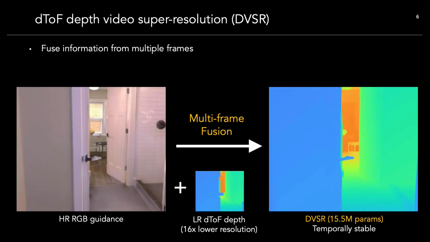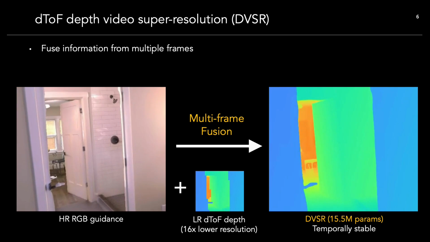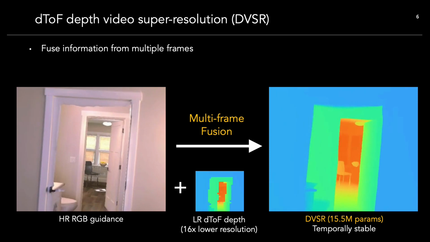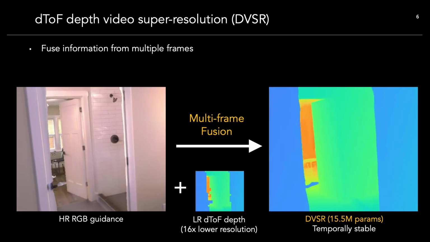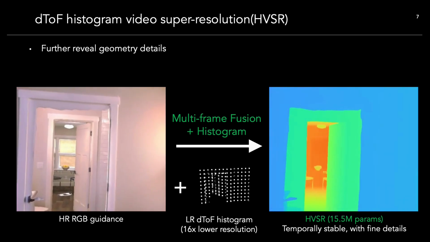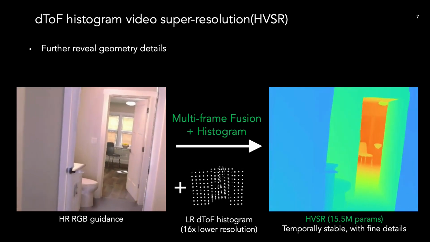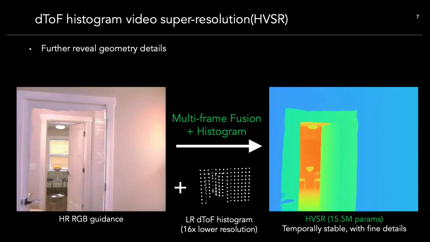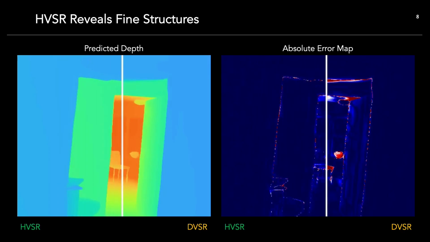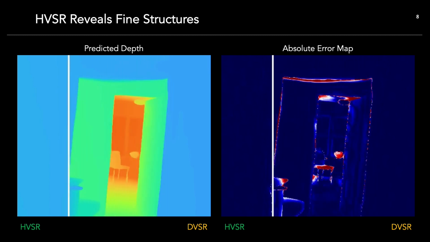In this paper, we propose for the first time a DToF depth video super-resolution framework. By efficiently aggregating information from multiple frames, the proposed DVSR-style network achieves high temporal stability as well as high depth prediction accuracy. What's more, the DToF sensor provides unique histogram information. We further propose low-resolution histogram processing modules and integrate them into the framework to form the DToF histogram video super-resolution network, HVSR. Spatial ambiguity in the input is further lifted and fine structures are revealed in the depth predictions.